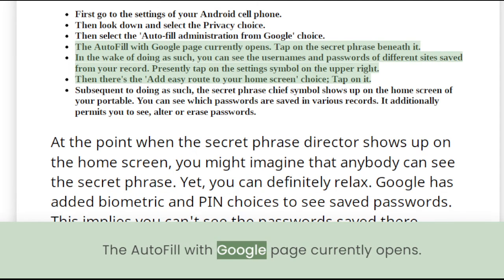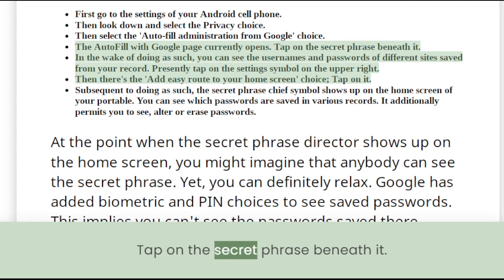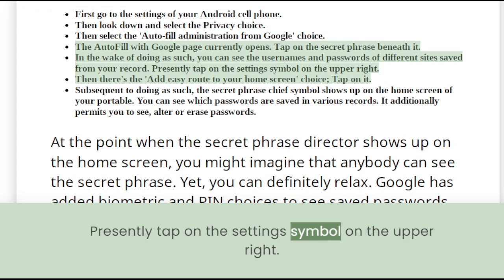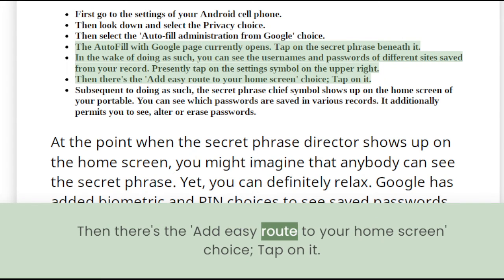The autofill with Google page now opens. Tap on the password beneath it. After doing so, you can see the usernames and passwords of different websites saved from your account. Now tap on the settings icon on the upper right. Then there is the Add Shortcut to your home screen option, tap on it.